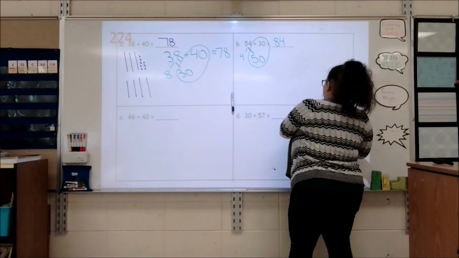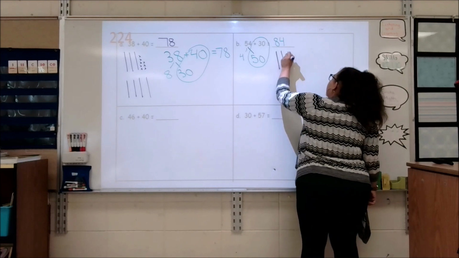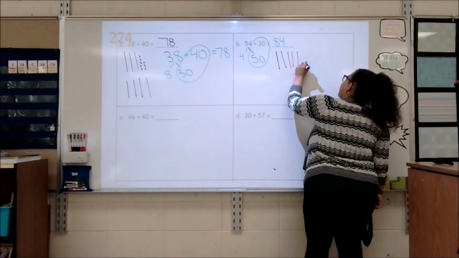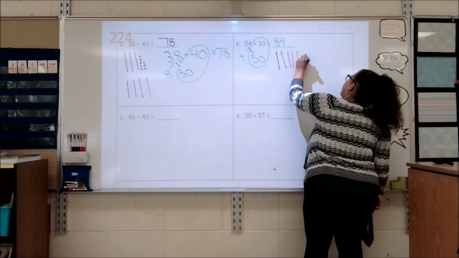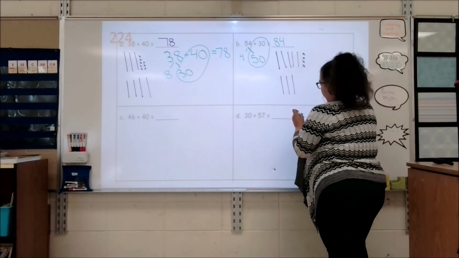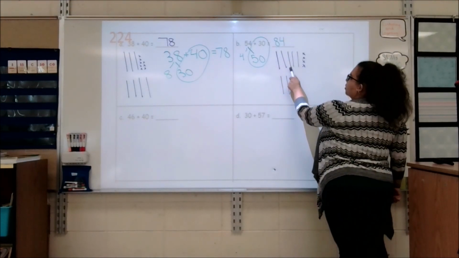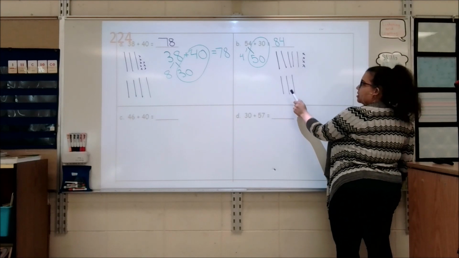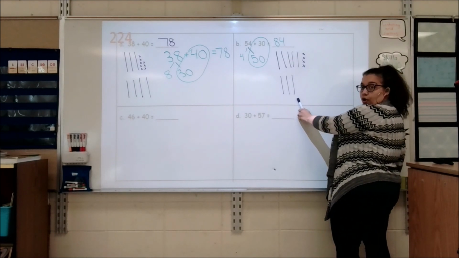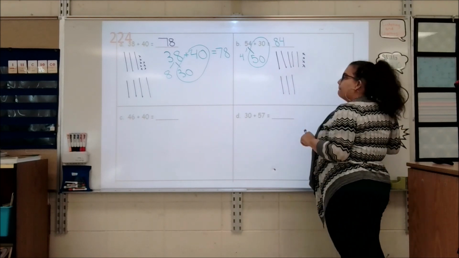Let's check our work using our drawing. 10, 20, 30, 40, 50, 51, 52, 53, 54. All right. Let's group our tens together. 10, 20, 30, 40, 50, 60, 70, 80. Now we'll add our ones. 81, 82, 83, 84. Boom.